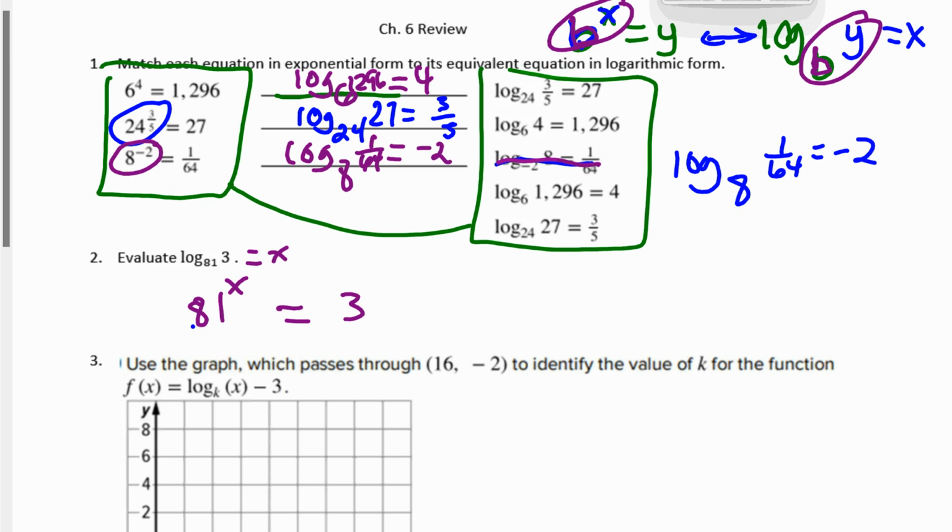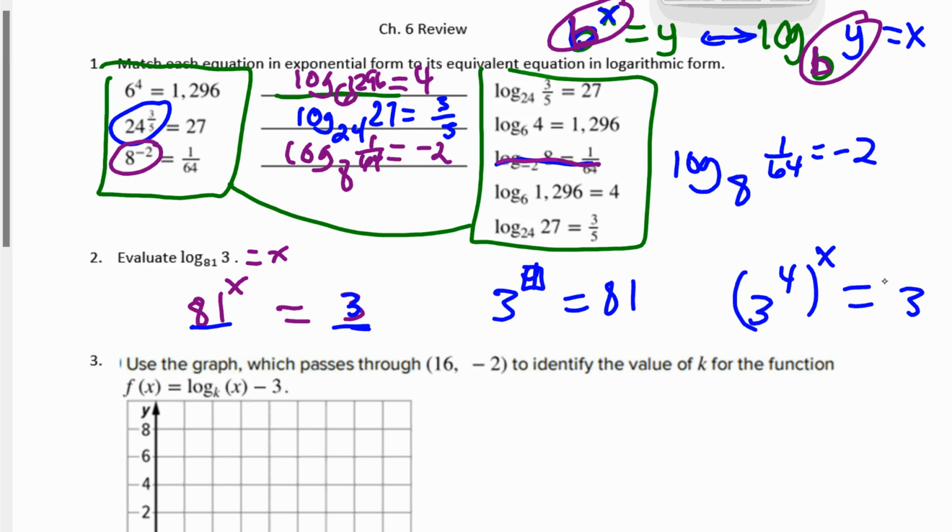Now, how can I rewrite this? Using the same base, right? So I want to rewrite 81 as 3, that same base 3, raised to something equals 81, right? So I can just take 3 and times it by itself so many times and see if I get 81. That would be a 4, right? 81 can be rewritten as 3 to the 4th. So I can take 81 and rewrite that as 3 to the 4th. So that 81 is being raised to x.